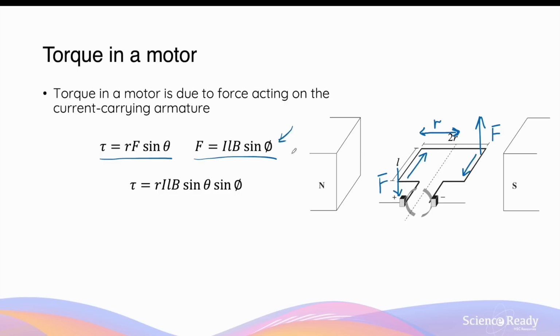Now in this case, I'm using a different symbol for the angle, phi here, because I don't want to confuse the two angles together by using the same symbol. The angle theta in the torque equation refers to the angle between the force vector and the lever arm R. The angle in the second equation refers to the angle between the current and the direction of the magnetic field. So these two are different angles. Keep that in mind. So when I substitute F with this entire expression, I will get this slightly more complicated expression for the torque acting on the motor.